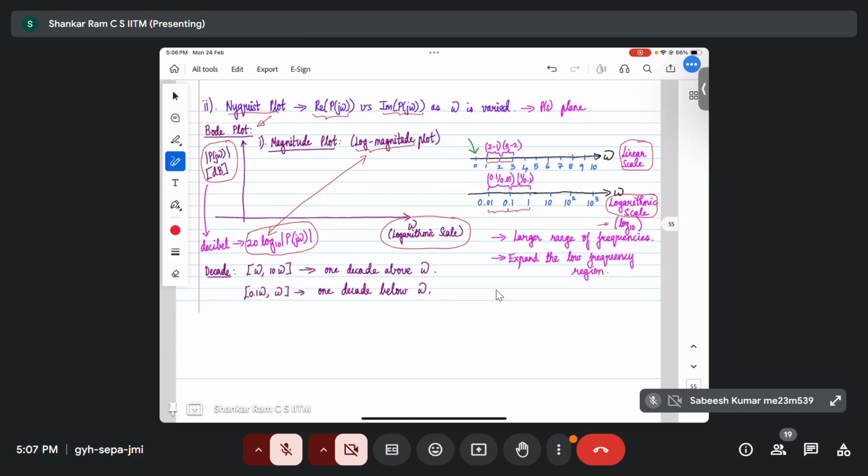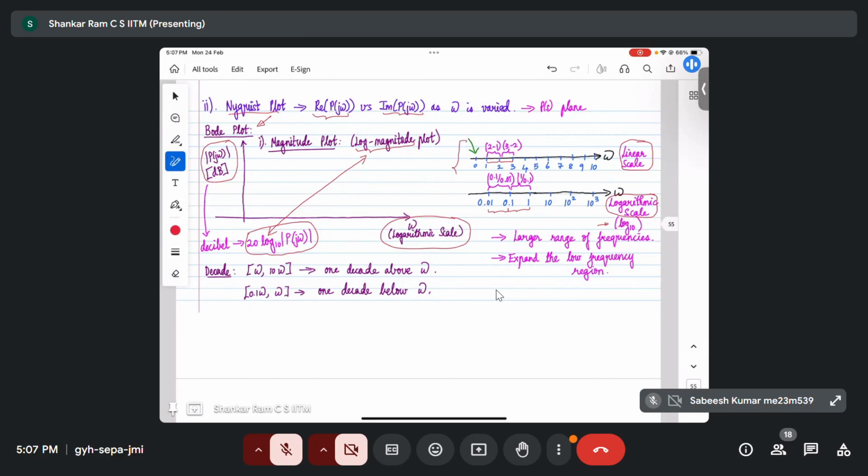Okay, so an easy way to remember the difference between a linear scale and a logarithmic scale is that in a linear scale, the difference between two sets of equidistant points will be the same. Whereas in a logarithmic scale, the ratio of values of two sets of equidistant points on that scale will be the same. Okay? So now, what are the advantages of such scales?